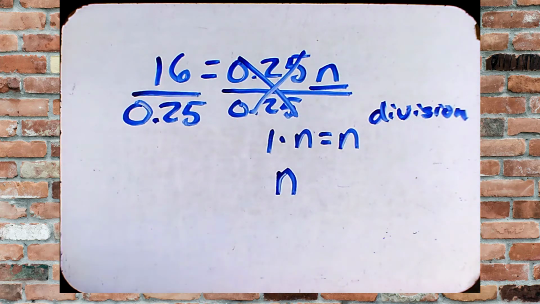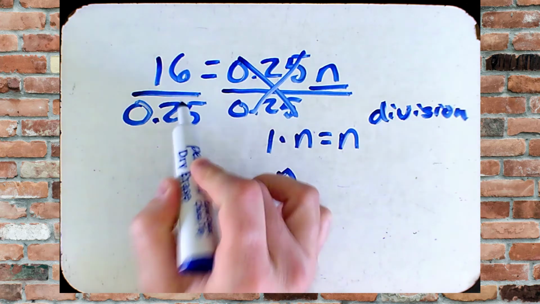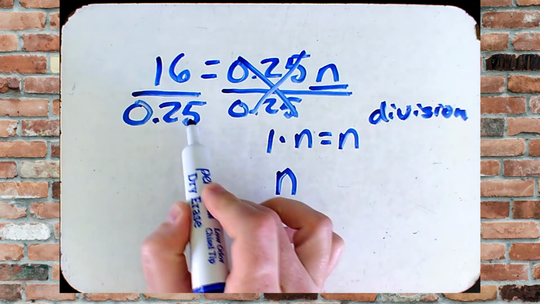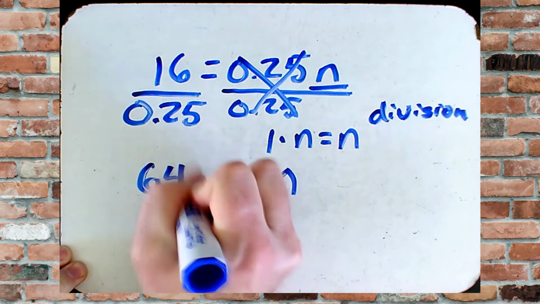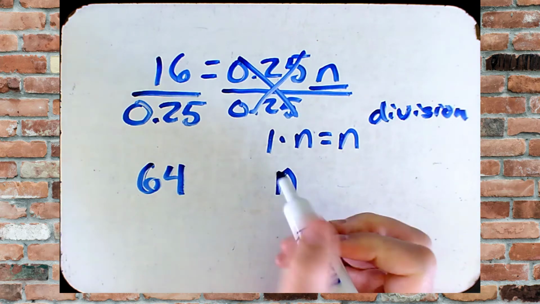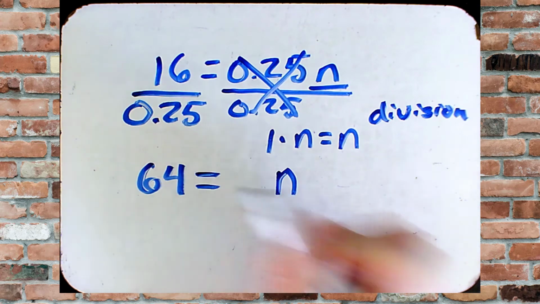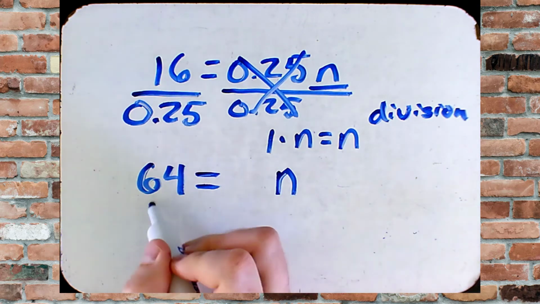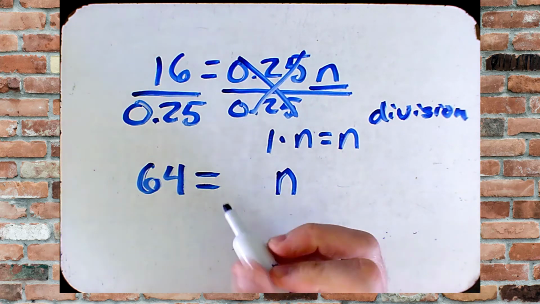This is where our calculator comes in handy. We'll just do 16 divided by 0.25 in our calculator, and that will get us 64. So now my problem has been shrunk down to 64, we've still got the equal sign, equals n. So the solution to my problem is 64, or n equals 64.